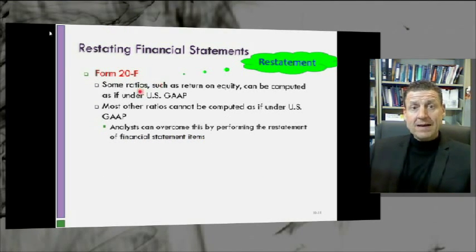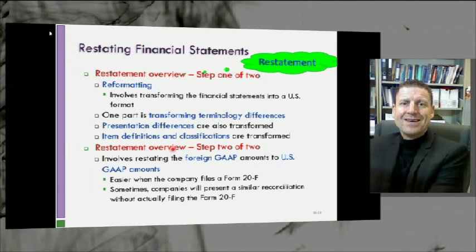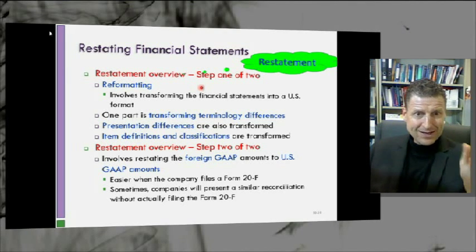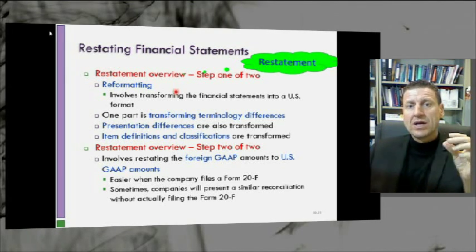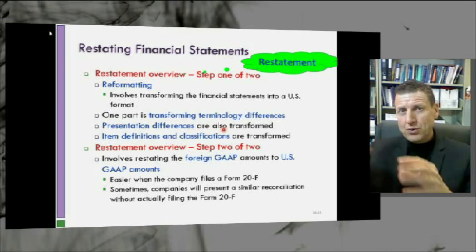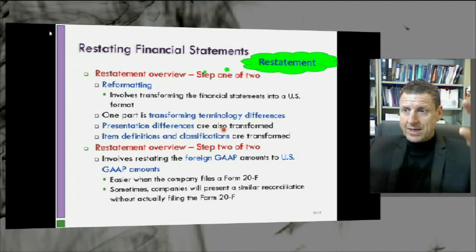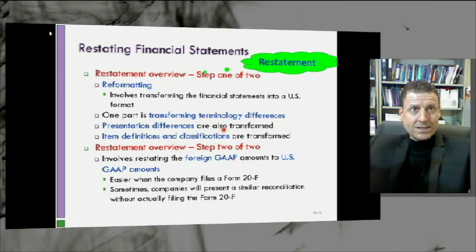Under the Form 20F, some ratios, such as return on equity, can be computed as if under US GAAP. Most other ratios cannot be computed. So analysts can overcome this by performing the restatement of financial statement items. There are two steps involved here. The first step is reformatting. That is not changing the numbers, but transforming the terminology differences and the presentation differences, the item definitions and classification. It's actually just moving the numbers around so they look to be in the same place: the assets here, liabilities, shareholders' equity, like that. You see what I mean?